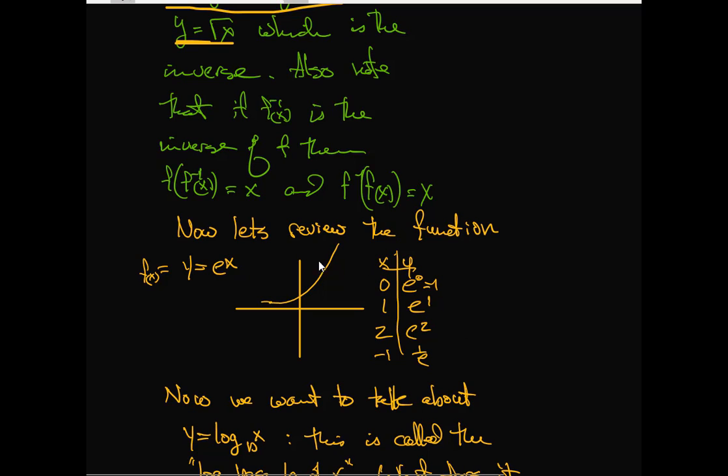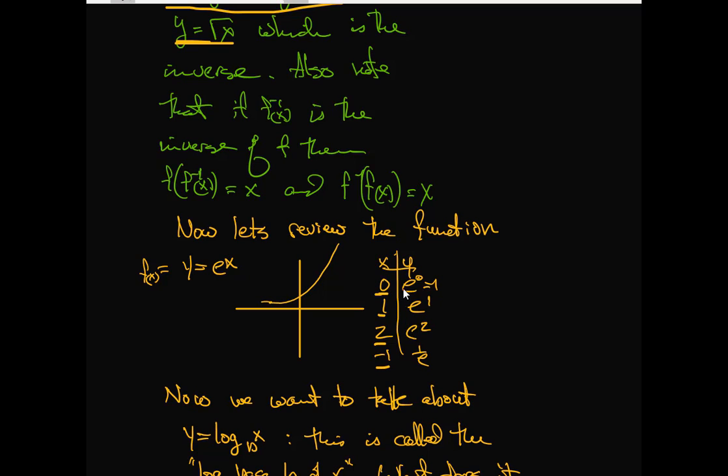Okay, now let's review the function y equals e to the x. So we know that y equals e to the x looks like this. We can graph a few points. We can put in x equals 0. We can put in x equals 1. We can put in x equals 2. We can put in x equals negative 1.